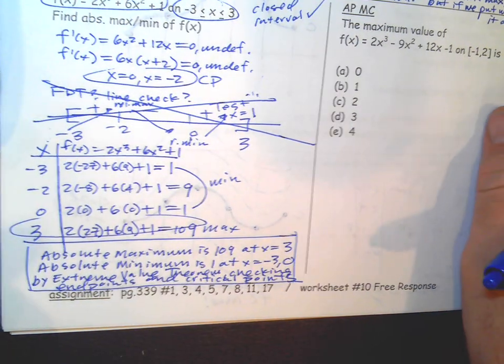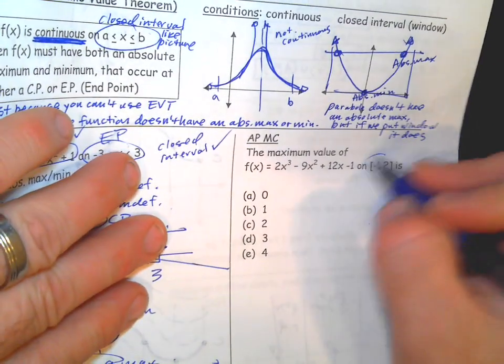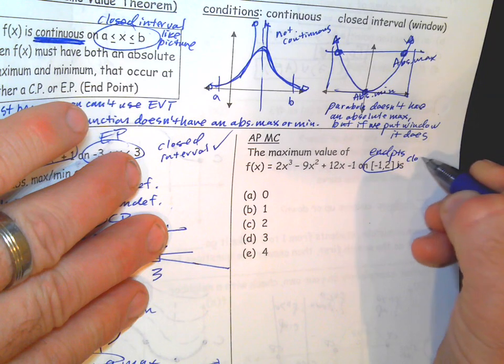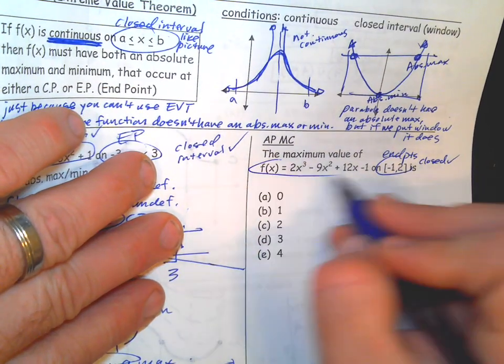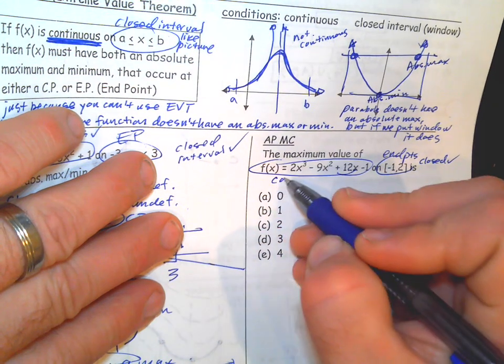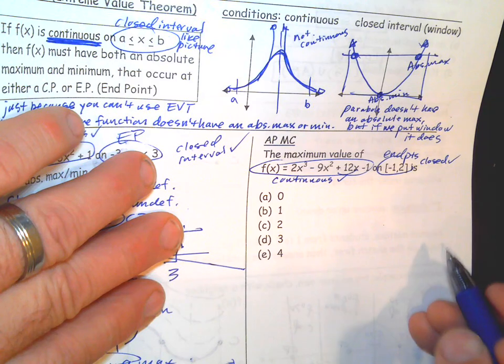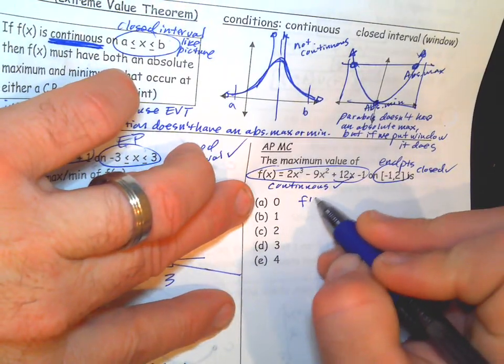Okay, here's a multiple choice one. The maximum value of this function on negative 2 to 1. So here's your endpoints. You have a closed interval, right? Closed interval. Gotta make sure you have that to use EVT. Is your function continuous? Yep, it's a cubic. So it's a nice smooth connected curve. So we've got to find critical points.